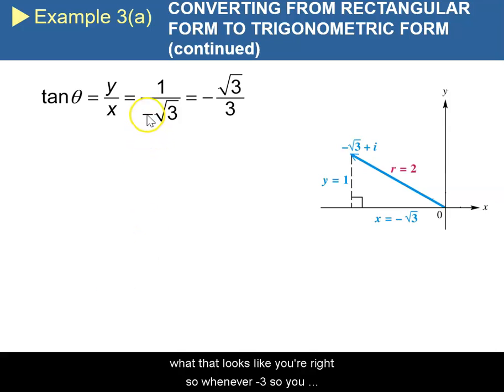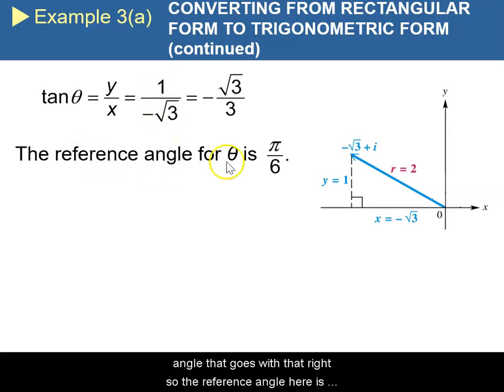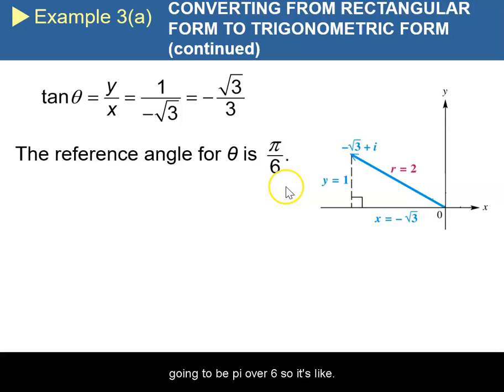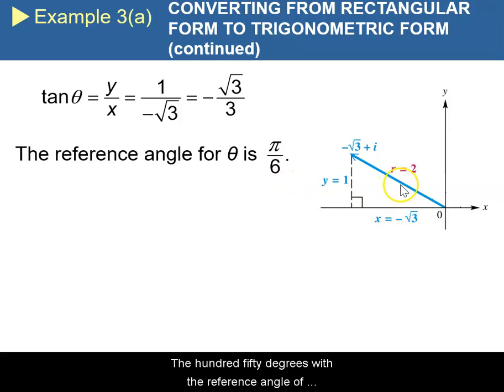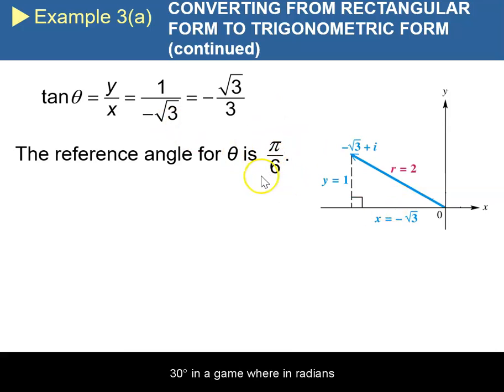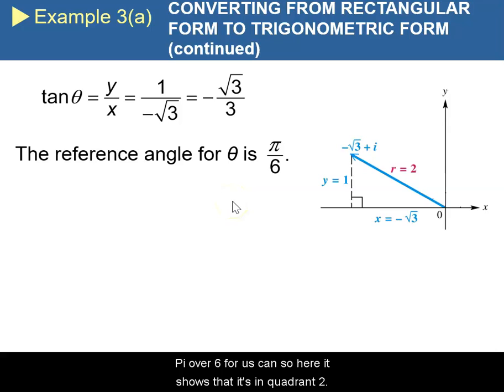So let's go ahead and look at what that looks like here, right? So 1 over negative root 3. So you can think of this again. The way I would think of it is 1 over 2, and this is as negative root 3 over 2 with the 2's both canceling because they're in denominators. Then you just think of the angle that goes with that, right? So the reference angle here is going to be pi over 6. So it's like the 150 degrees with the reference angle of 30 degrees. And again, we're in radians, so that's pi over 6 for us.